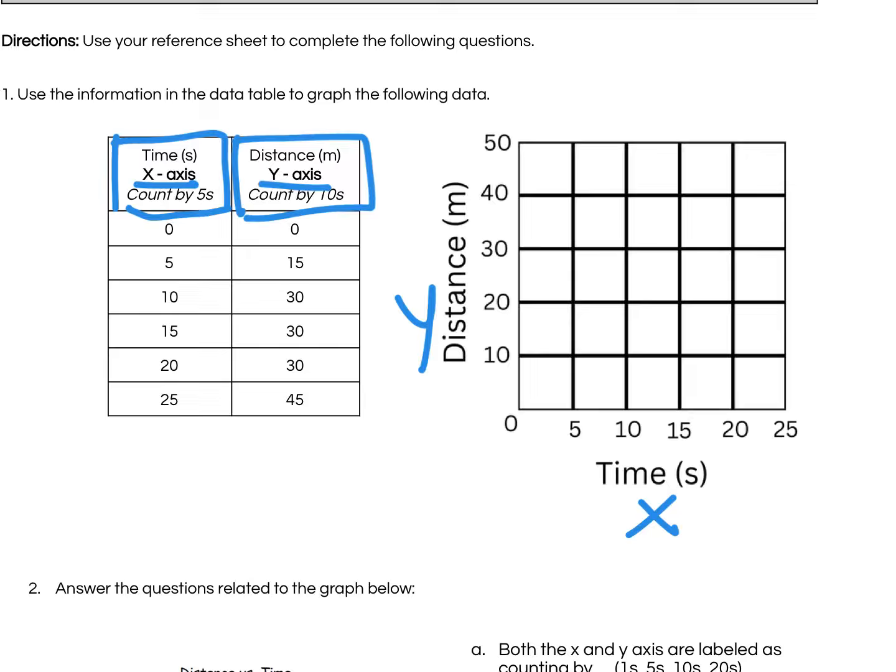So here's what I mean by coordinates. The first one is 0, 0. So that is this point right here. I think you probably remember a lot of this from math. Okay, the second one is 5 and 15.